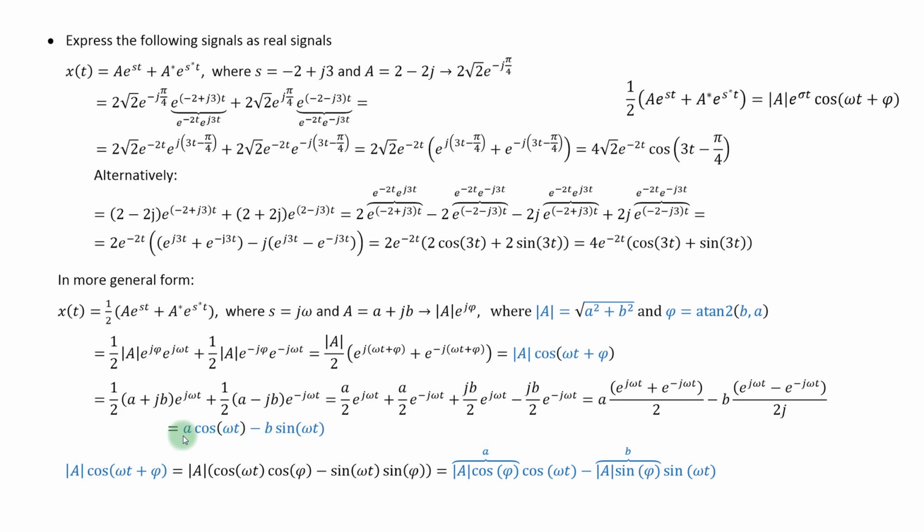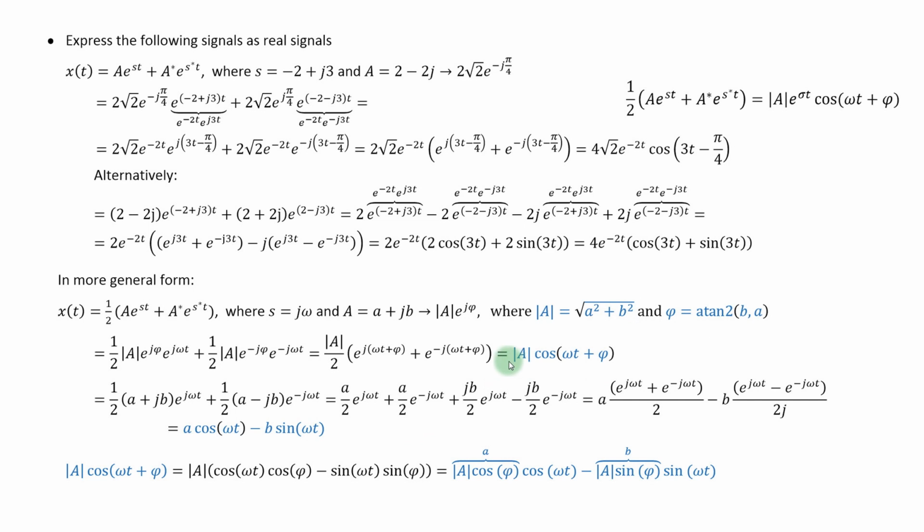Moreover, here I can see that this constant a and this constant b are the real and imaginary part of the complex amplitude of these two exponentials. So if I want to rewrite this expression into this form, I just need to compute the magnitude like this, the phase like this, and that will give me my result.